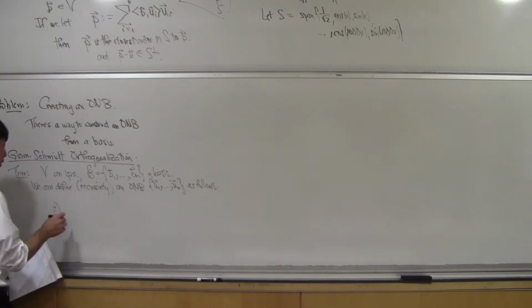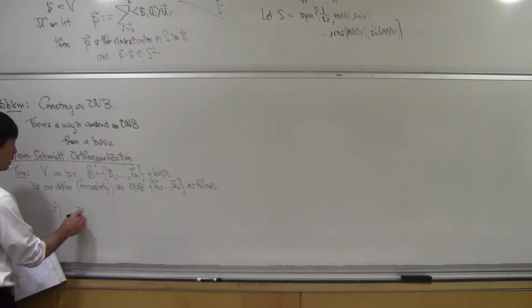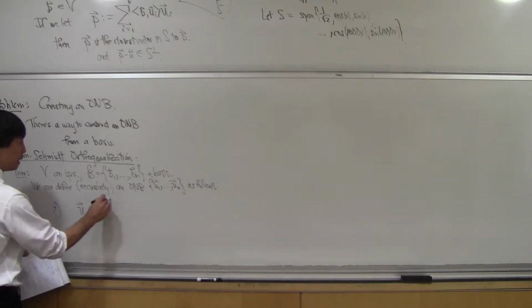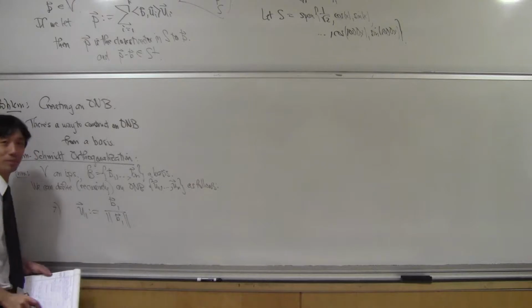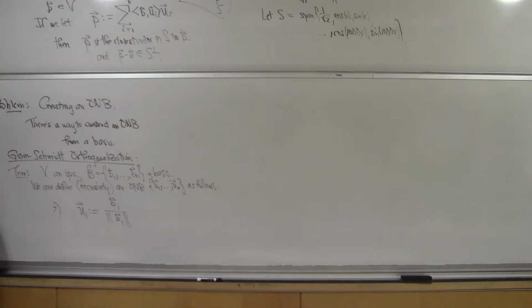So the first thing you do is, for U1, you take V1 and you divide it by its norm. That's it. So the obvious thing to do, you want an orthonormal basis, right? Everything should be norm 1, so you make it norm 1. Take your first vector, make it norm 1.